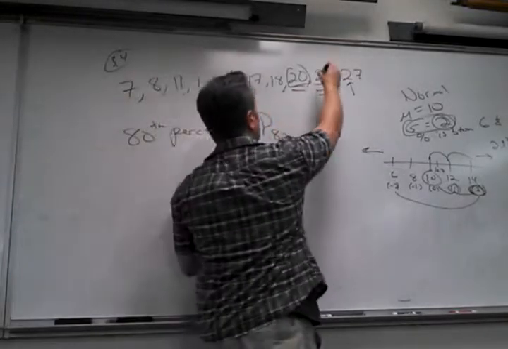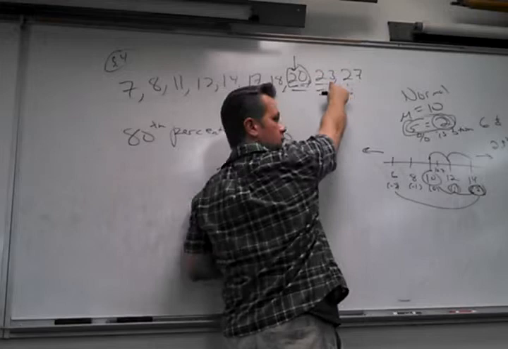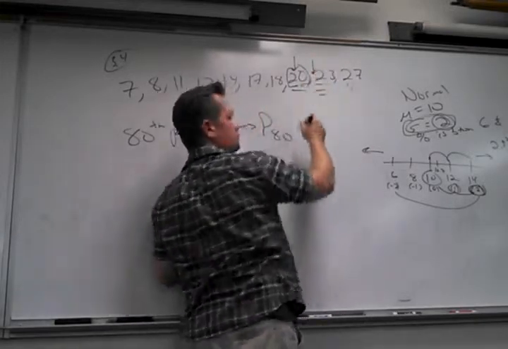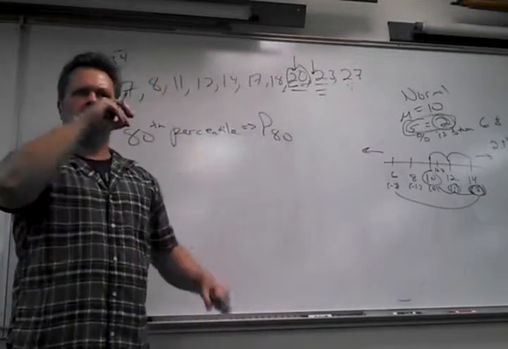So to find the 80th percentile, both of these are wrong. They don't have the right percentages. So for P80, it's got to be in the middle of these two. And let me show you the math that gets you there, and that'll be it for today.